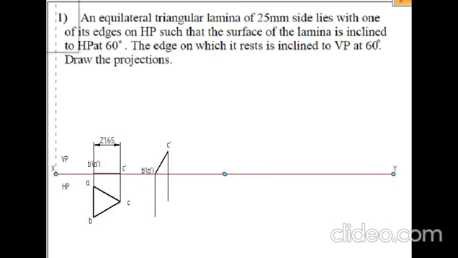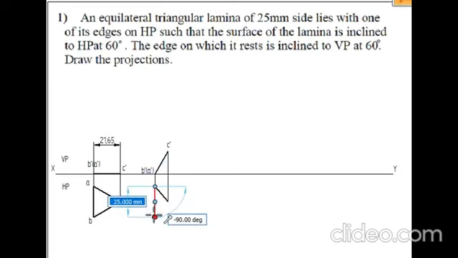So I will join the lines, and because it is a view, it should be in darker lines. So from point C to point A, from point A to point B, from point B to point C, I will join the lines and name them. Whatever naming we do in the HP plane should be A, B, C, D, etc. This is A, this is B, and this is C.